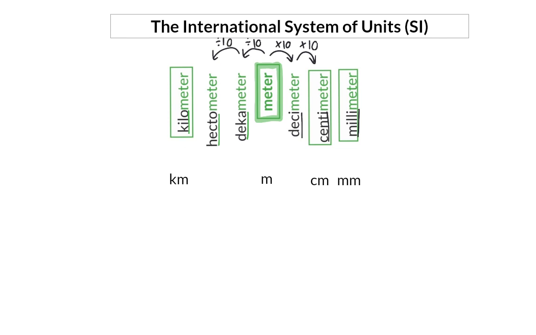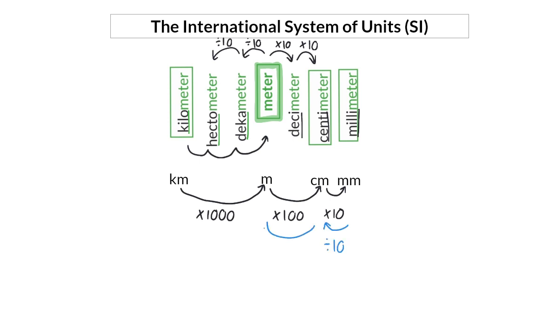So when converting from kilometers to meters, we can simply multiply by 1,000, because in reality we are moving 3 spaces to the right. Similarly, from meters to centimeters, we will multiply by 100, and then from centimeters to millimeters, we multiply by 10. When moving to the left, all of these simply change to division. So now we divide by 10, or 100, or 1,000.